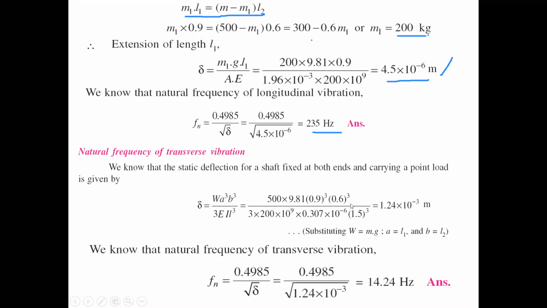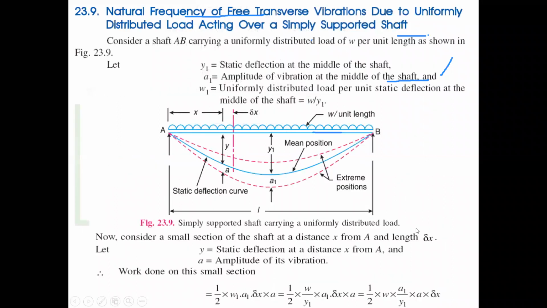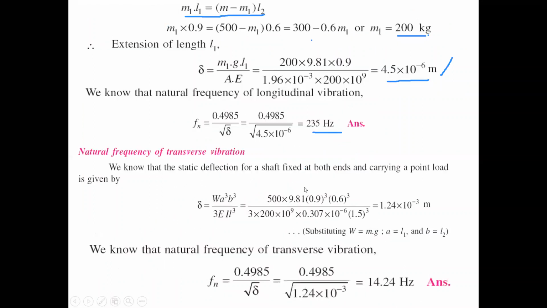When substituting the values, then make the calculation. That is our 1.24 × 10^-3 meters. Now that value is also substituted in our equation. That is our natural frequency of transverse vibration.